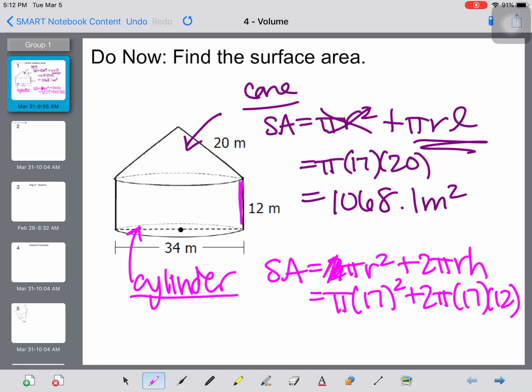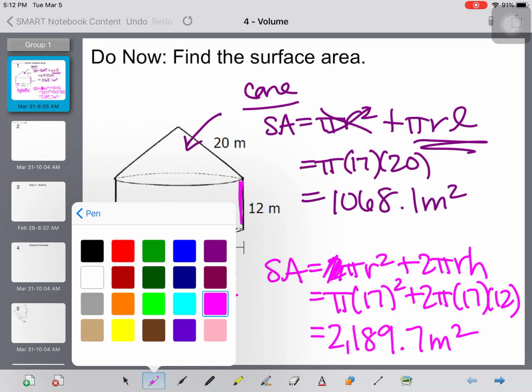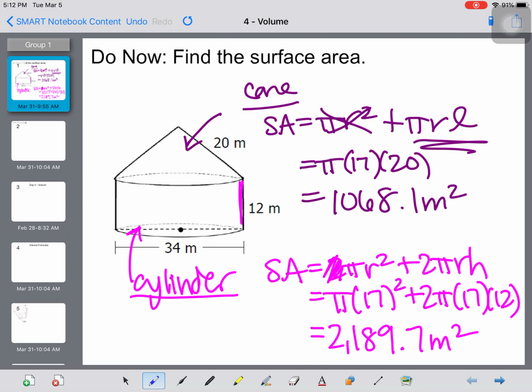And again, that becomes your calculator's job. So you're going to do 17 squared times pi plus 2 times pi times 17 times 12, which gives me 2,189.7 meters squared. To get your final answer, remember you just need to add those together. So my total surface area of this shape is going to be 1,068.1 plus 2,189.7, which gives me 3,257.8 meters squared.